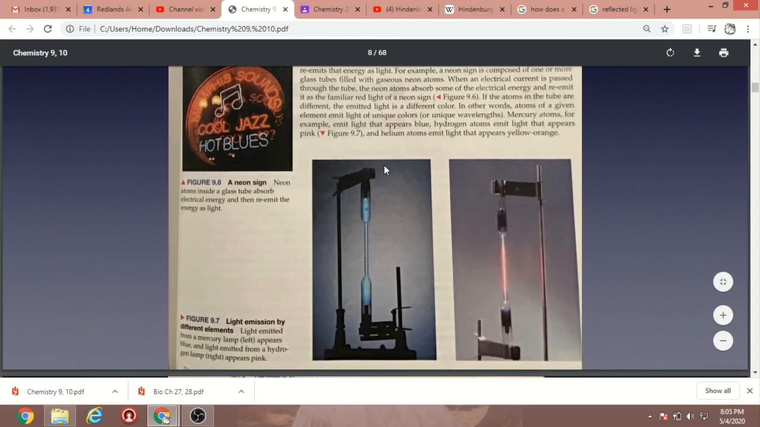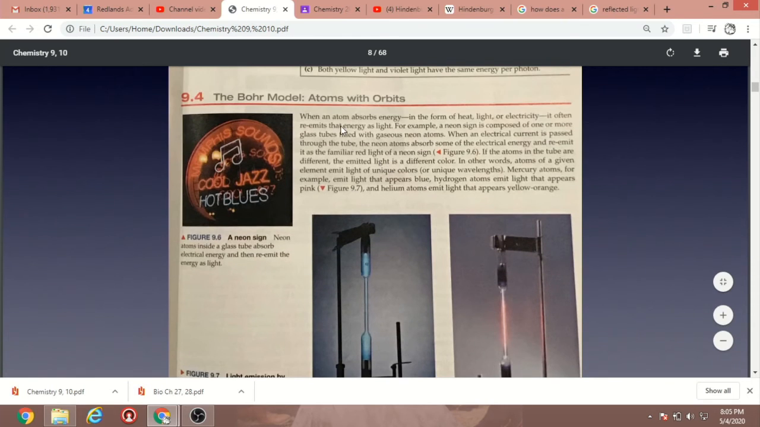So here's something kind of cool. When an atom absorbs energy, whether that be from heat, light, or electricity, you can actually just run electricity through an atom and it'll energize it. When it does that, it usually re-emits that energy as light. For example, a neon sign. You've probably seen neon signs around town. Sometimes they're still popular. They used to be back in the 80s and 90s.